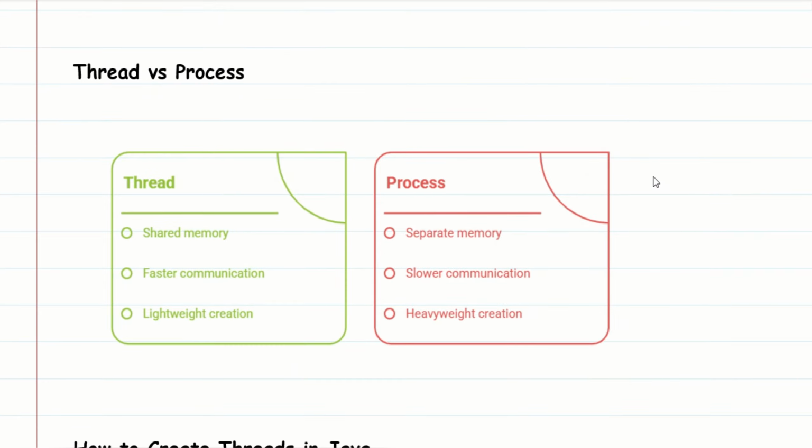So here is the difference between threads and processes. Memory-wise, a thread shares memory, but a process has separate memory. Thread communication is faster, and process communication is a bit slower. And thread creation is lightweight, and process creation is heavyweight.